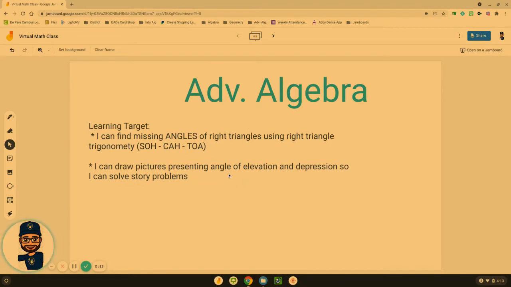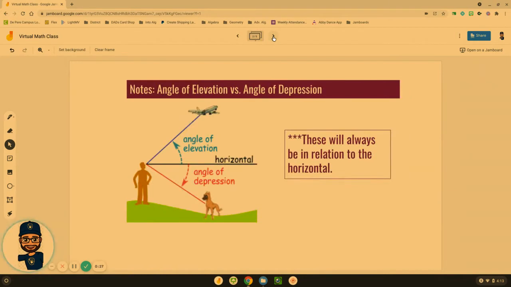Today, we're going to look at angles of elevation and depression to see if we can't draw a story problem to help us figure out which trig ratios we should be using to solve a particular problem. With that being said, here's a couple of important notes. Angle of elevation versus angle of depression.